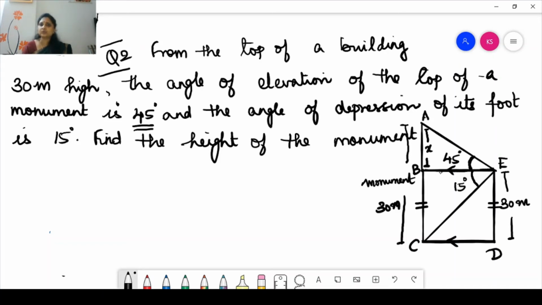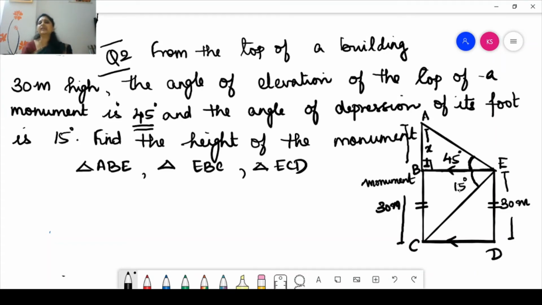Oh, okay, with which I'll be able to find this X out. Now, what are the right triangles that I have? I have triangle ABE, triangle EBC, and triangle ECD.